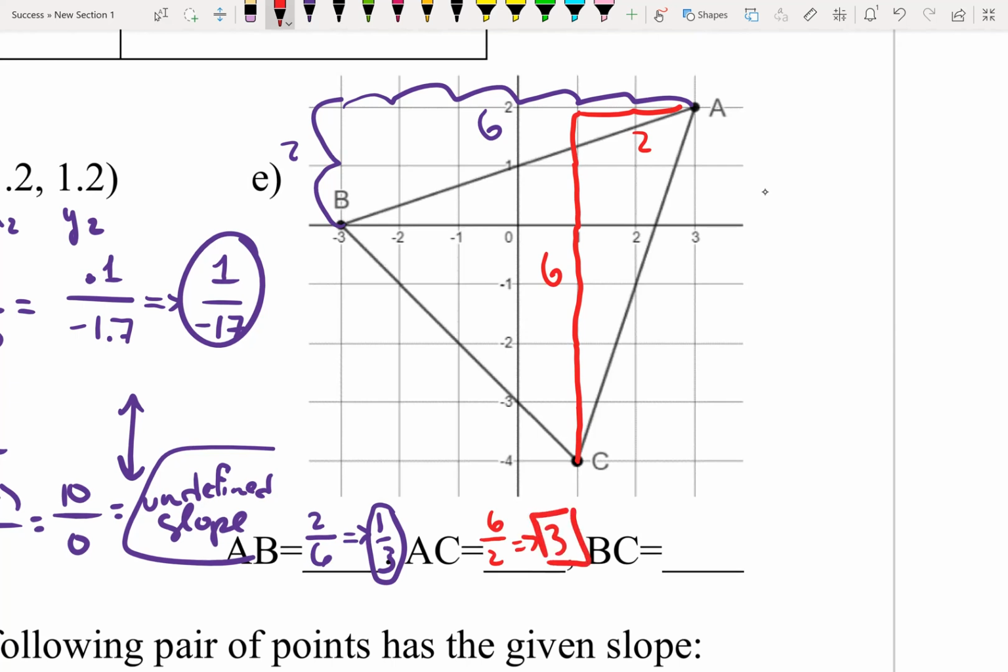Now, I know I just circled 3. I like to think about it as 3 over 1, just because it reminds me that I have some rise and I have some run. So sometimes I like to write that as the fraction just so I remember that.